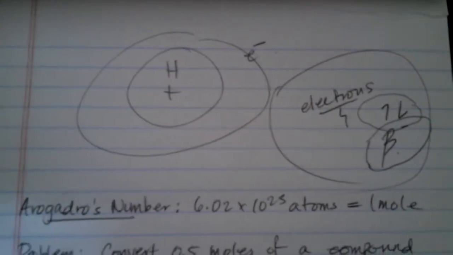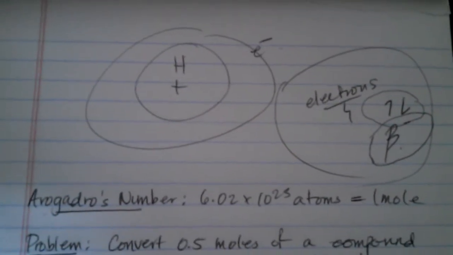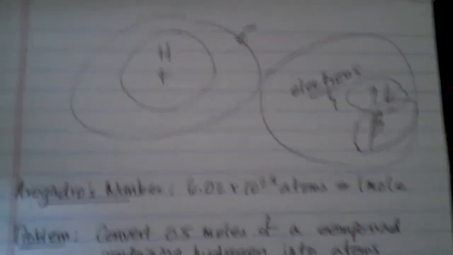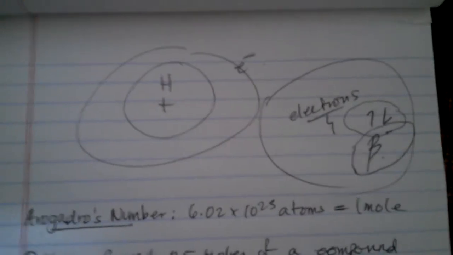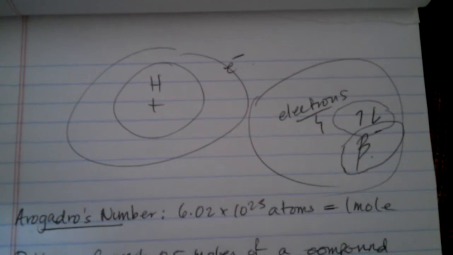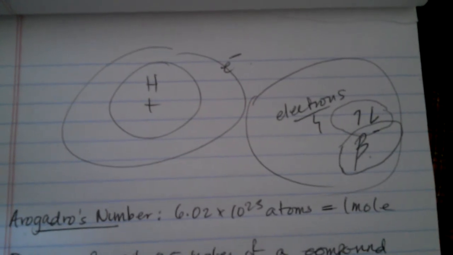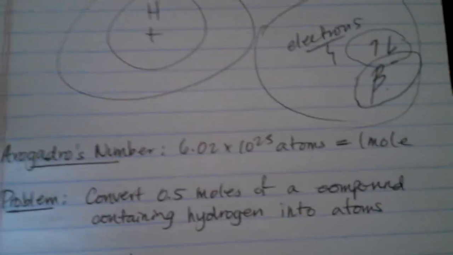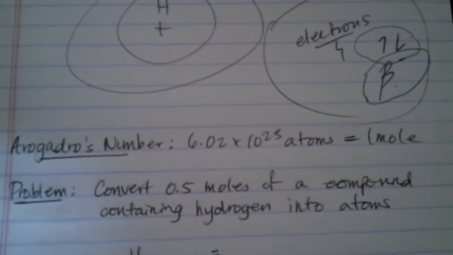It really depends on the question, because if the question asks you for atoms, you give them atoms. If the question asks for moles, you give them moles. So to explain this a little bit, I wanted to compose a problem. The problem says, convert 0.5 moles of a compound containing hydrogen into atoms. And this is basic algebra.